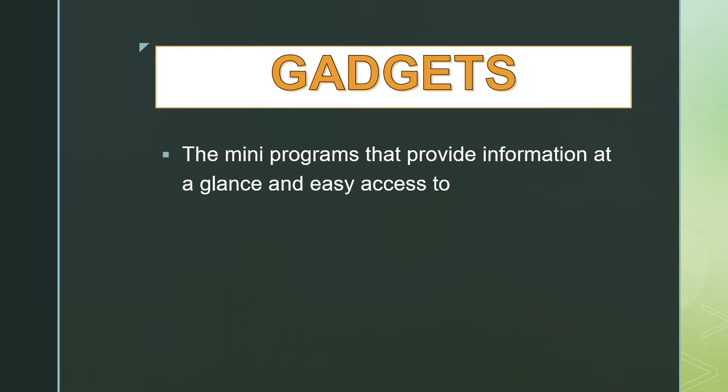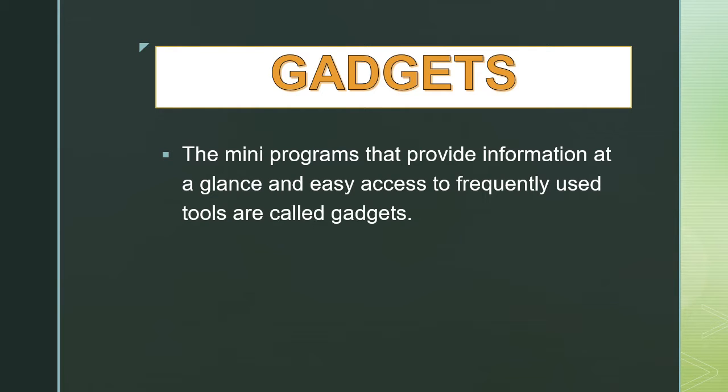Moving on towards the first topic, that is gadgets. The mini programs that provide information at a glance and easy access to frequently used tools are called gadgets. That means gadgets are mini programs, short programs which provide us information which we need, and definitely it is an easy access to frequently used tools.